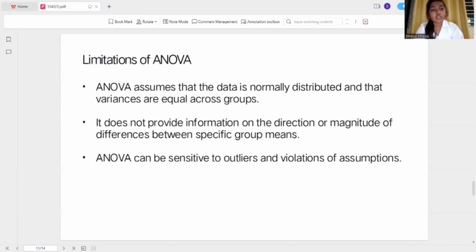And we have the limitations of ANOVA. ANOVA assumes that the data is normally distributed and that variances are equal across the groups. It does not provide information on the direction or magnitude of differences between specific group means. And ANOVA can be sensitive to outliers and violations of assumptions.